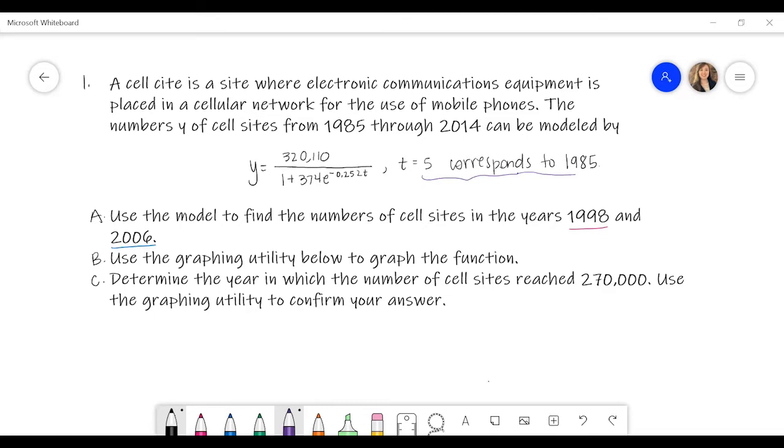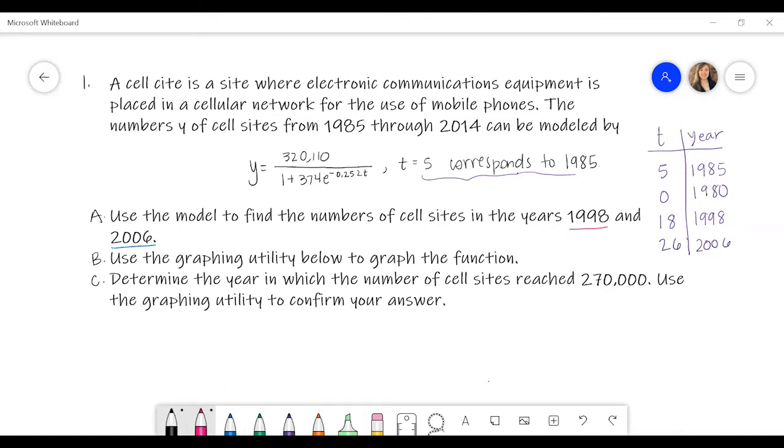T is equal to 5 corresponds to 1985. So T will correspond to the year: 5 would be 1985. That means that 1980 is year 0, or when T is equal to 0, when the count started, so to speak. So for 1998, you would just subtract, so that's 18. And 2006 would be 26, right?